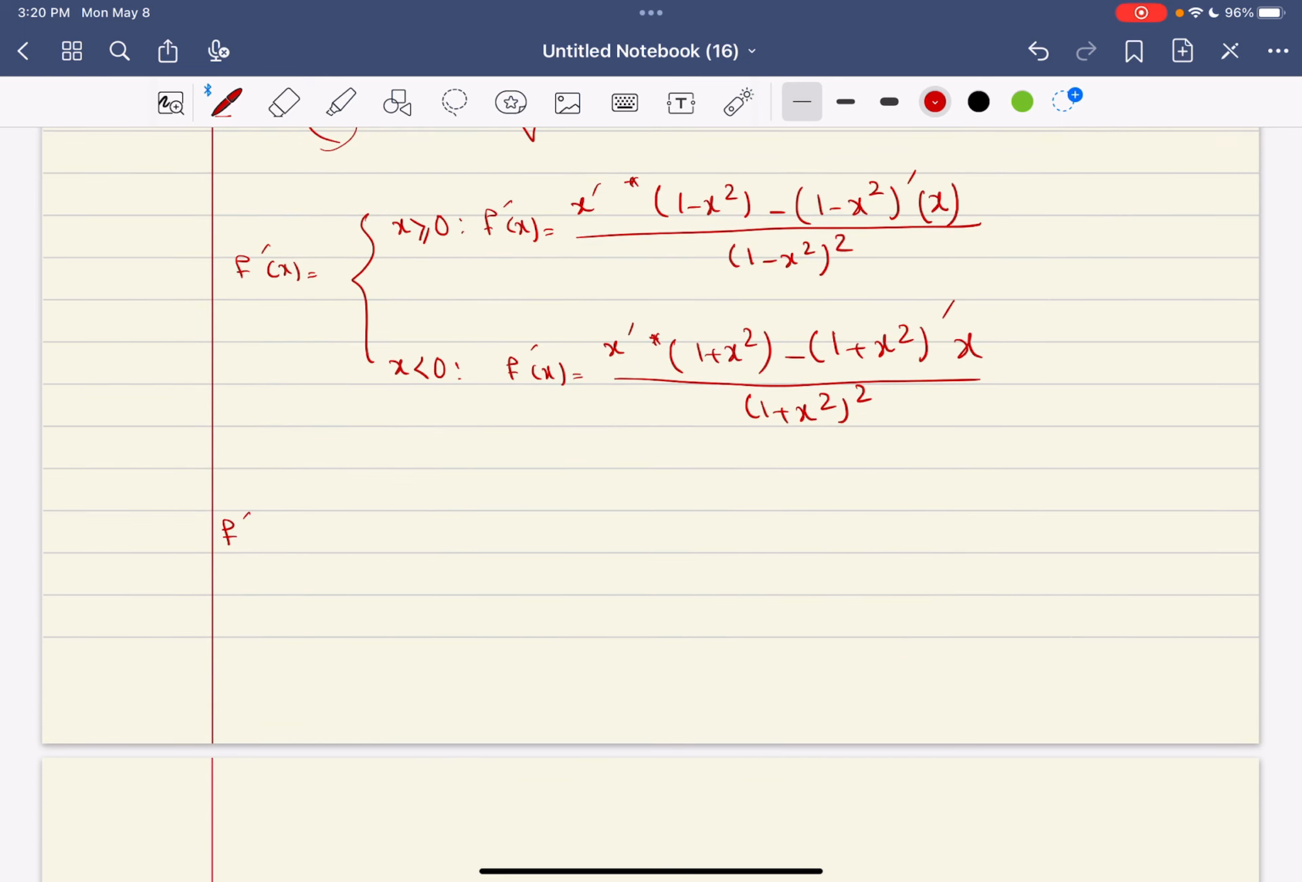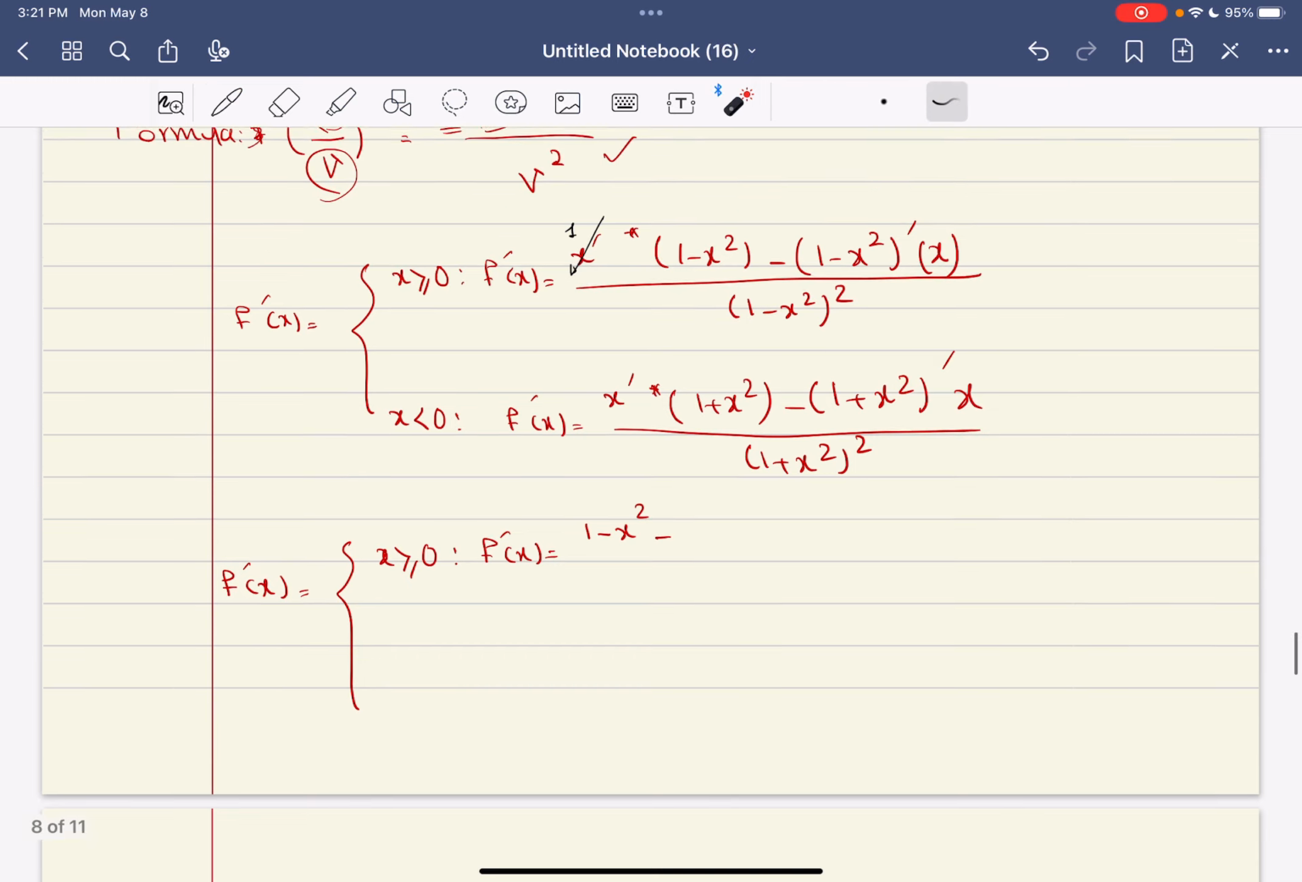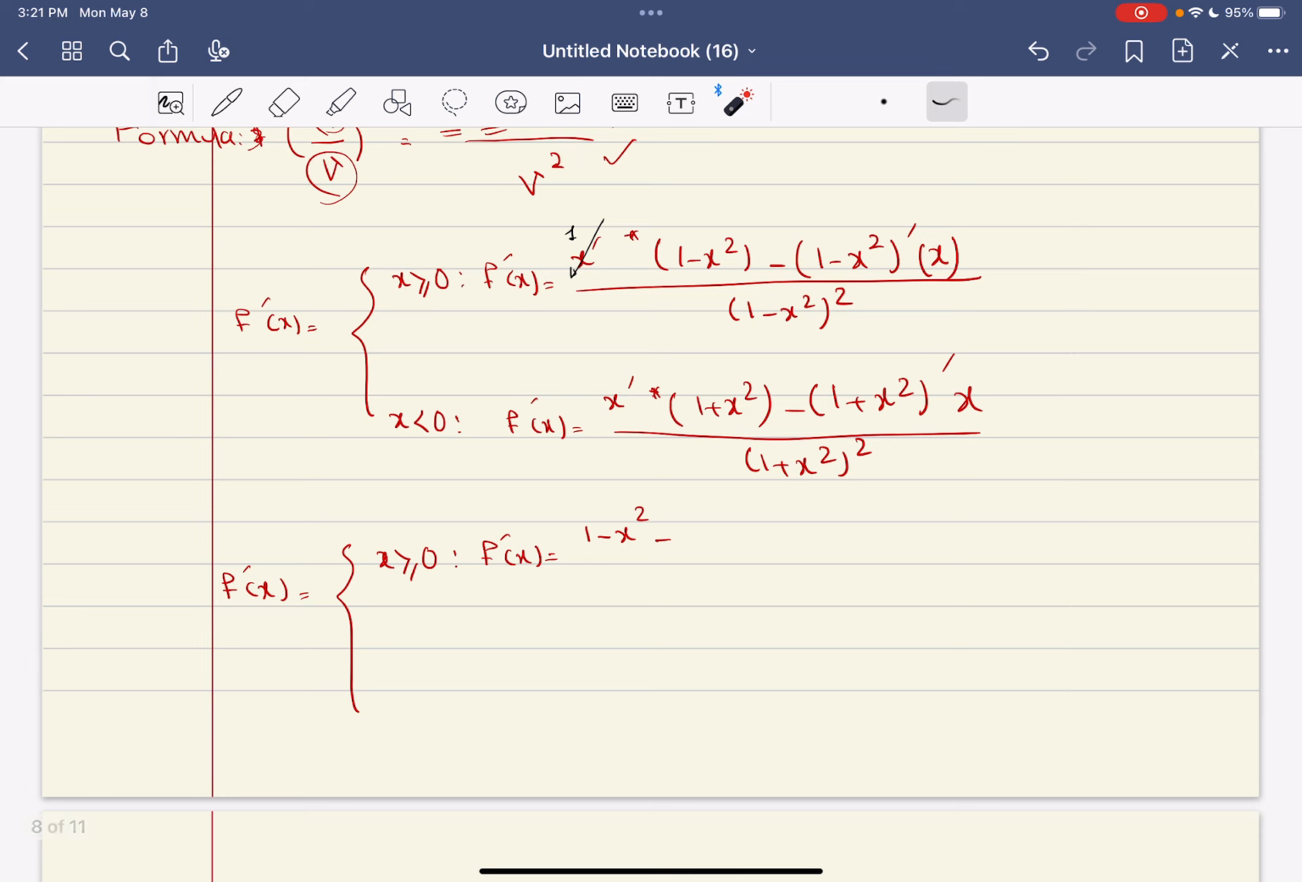So f prime x at x equal to 0 or greater than 0 is, x prime is 1. So we have 1 times (1 minus x to the power of 2), which would be 1 minus x to the power of 2, minus (1 minus x to the power of 2) prime. The derivative of a constant is 0, so it would be 0 minus the derivative of x to the power of 2.